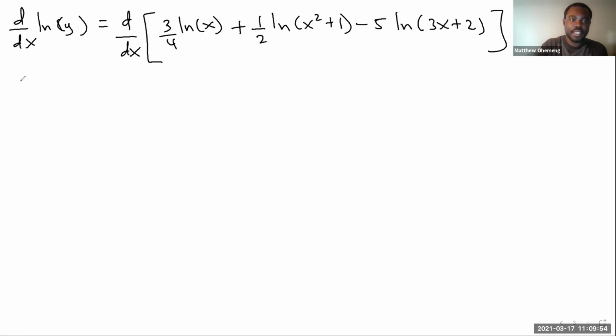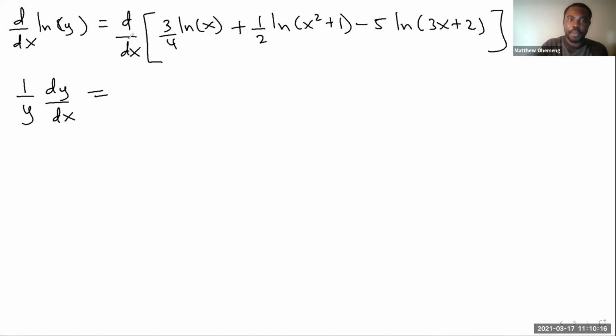So for this left-hand side, you're going to have 1 over y times dy over dx, right? Okay, and then equal to, now for this side, we know that there's a sum and a difference. So we can do it term by term. So for the first piece, let's look at this first term. You see 3 over 4 ln of x, right?